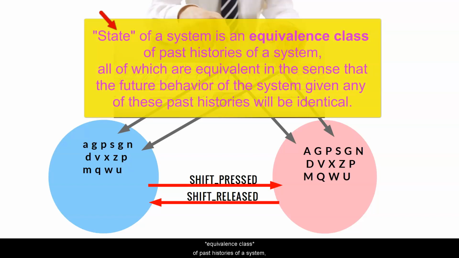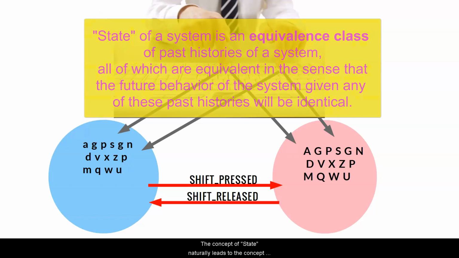State of a system is an equivalence class of past histories of a system, all of which are equivalent in the sense that the future behavior of the system, given any of these past histories, will be identical. Thus, the concept of state is the most efficient representation of the relevant history. It is the minimum information that captures only the relevant aspects for the future behavior and abstracts away all irrelevant aspects.